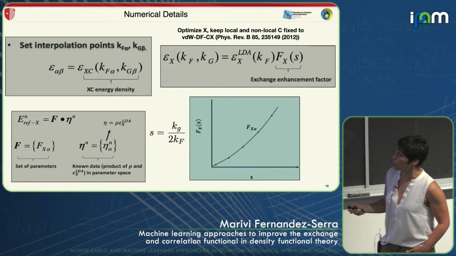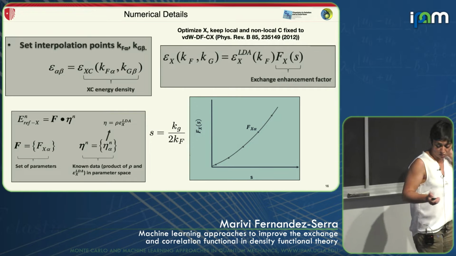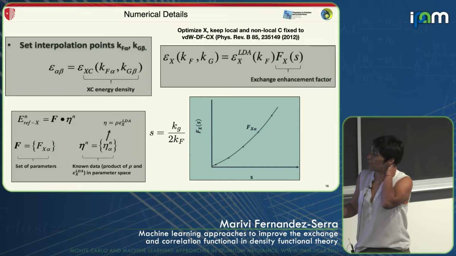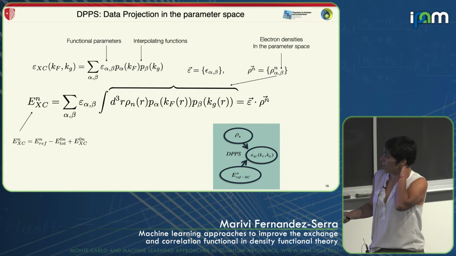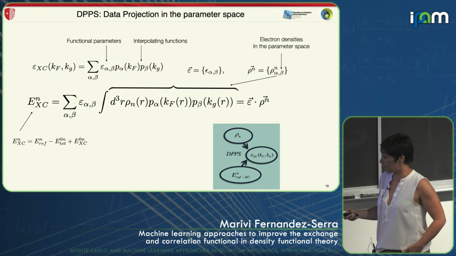Now in practice, of course, and that's all we will need to do. If we parameterize that and we invert this problem, we will find a set of parameters, and that will give us a model for my exchange correlation energy.